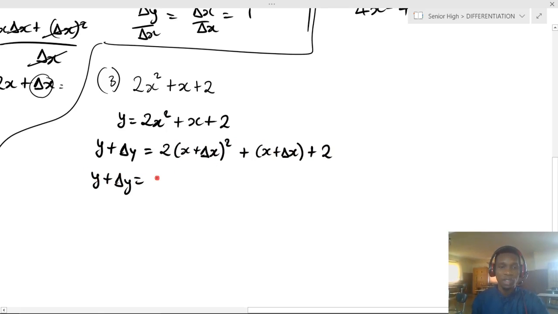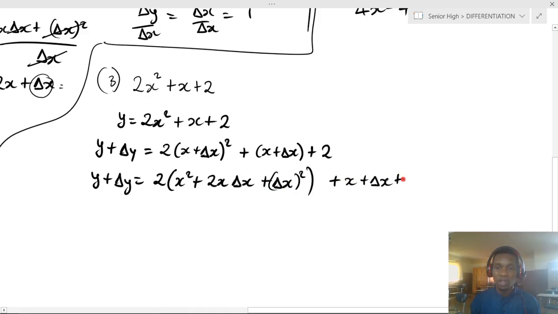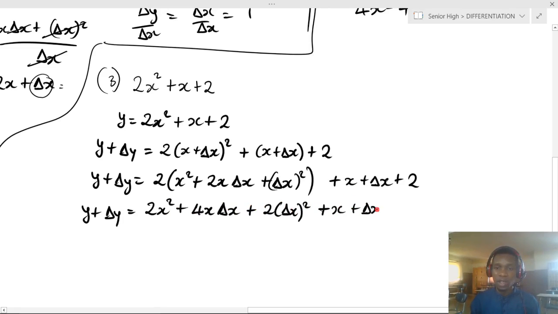Let's continue with this, opening this up. When you expand this, we have what? 2 bracket x squared plus 2x delta x, and then we also have plus delta x squared. Then plus, here will just be x plus delta x plus 2. And then for y plus delta y, we have it as what? When you open this with your 2, you have 2x squared plus 4x delta x plus 2 bracket delta x squared. And then plus, here is x plus delta x plus 2.